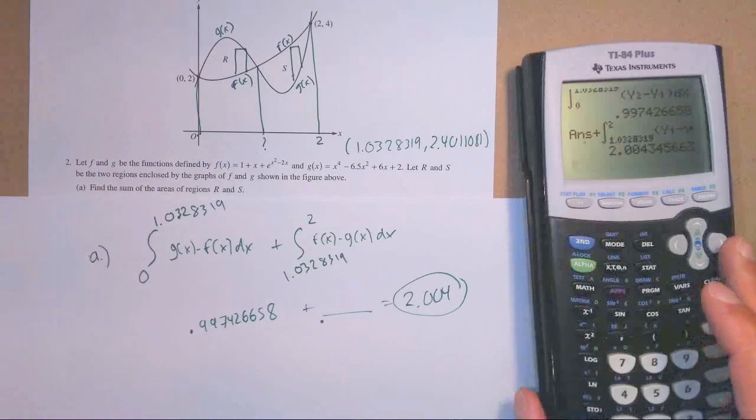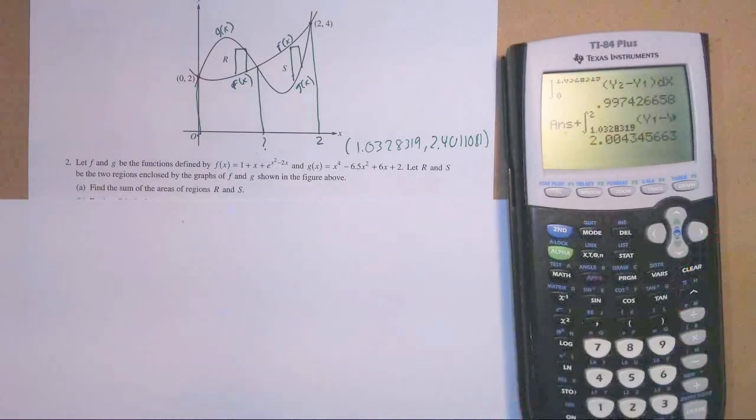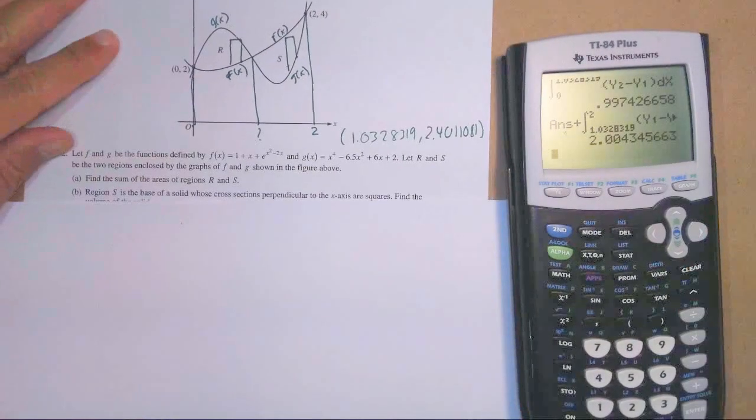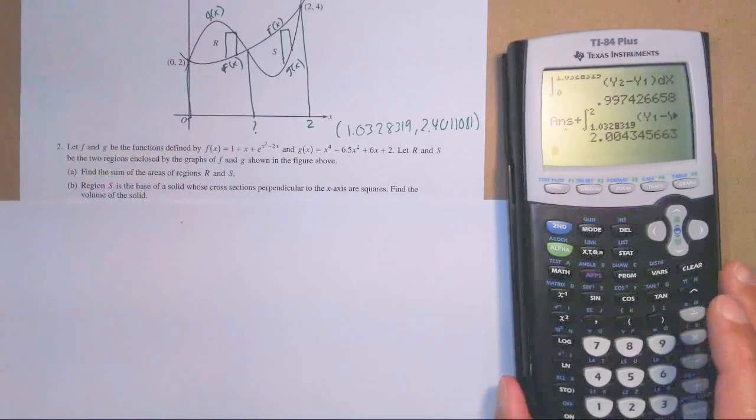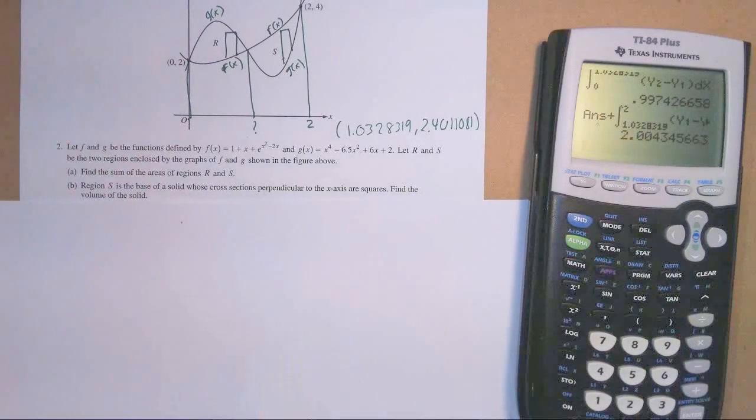So moving on to part B. Part B says, region S is the base of a solid whose cross-sections perpendicular to the x-axis are squares. So all they want is S.